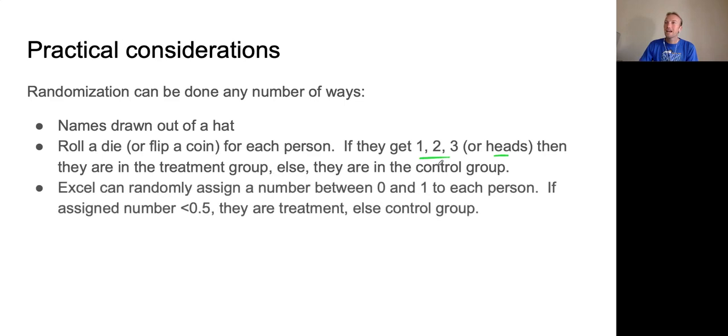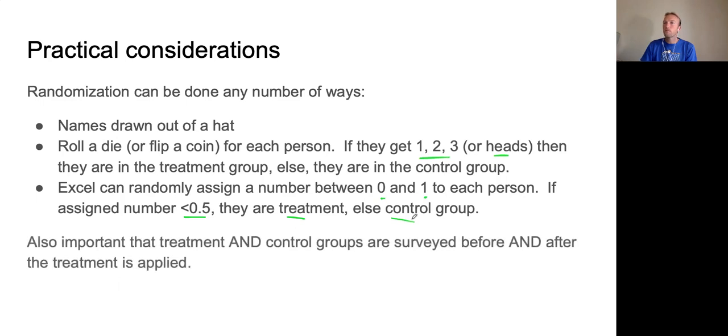I showed you guys in class how Excel can randomly assign a number between 0 and 1 to each person. This is kind of my preferred way to randomize. If the assigned number is less than 0.5, they're in the treatment group, otherwise they're in the control group, something like that, right? You just generate the random number, RAND(0,1), and it gives everybody a random number, right?